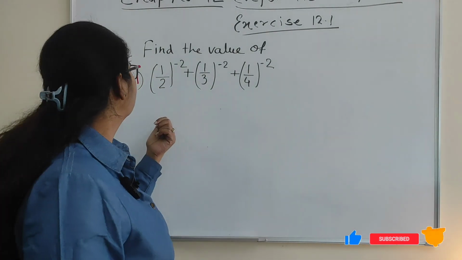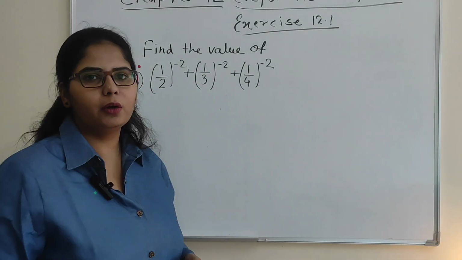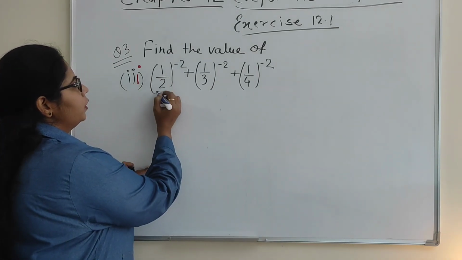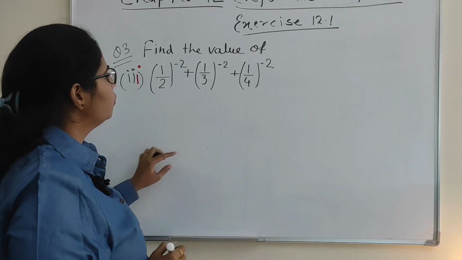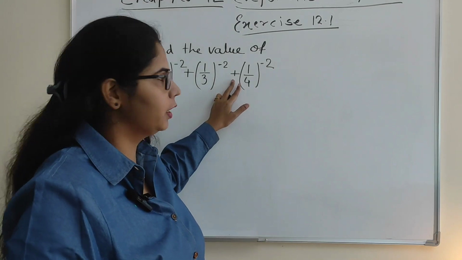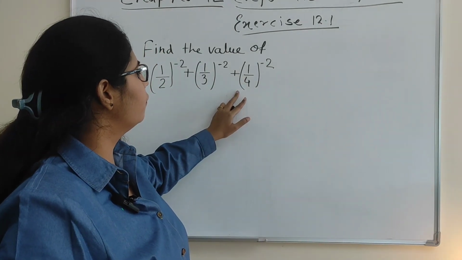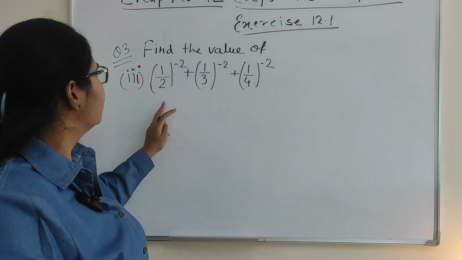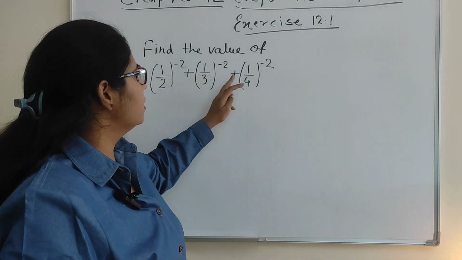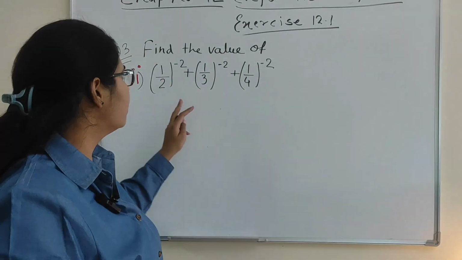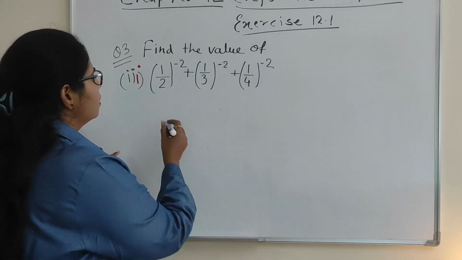Now our third part of the third question is (1 upon 2) the whole power negative 2, plus (1 upon 3) the whole power negative 2, plus (1 upon 4) the whole power negative 2. Now the power is the same, but see, here there is no multiplication sign. So first we have to solve this.